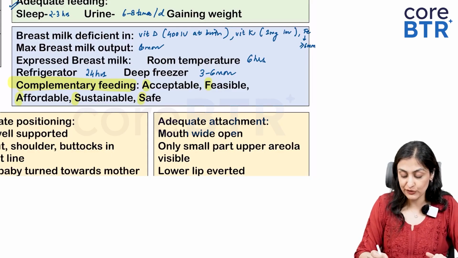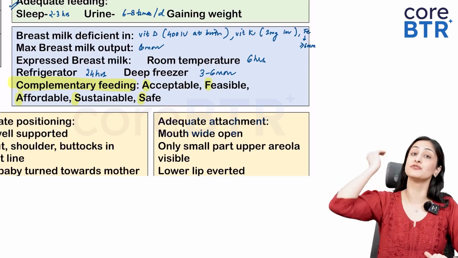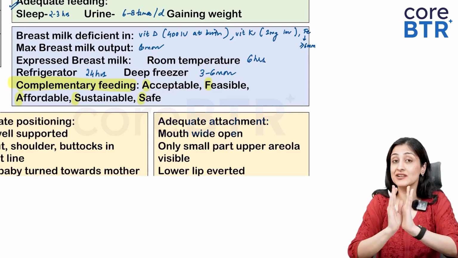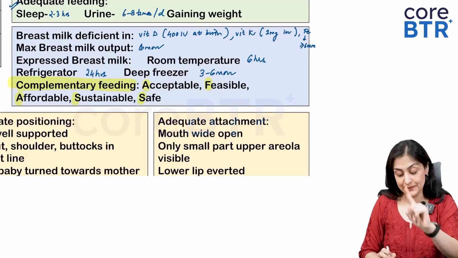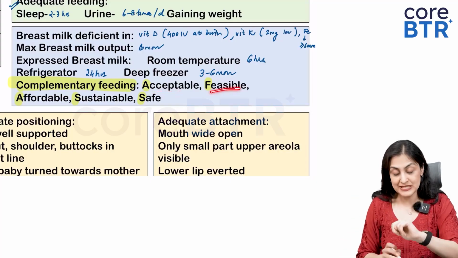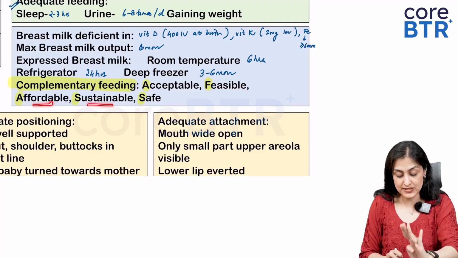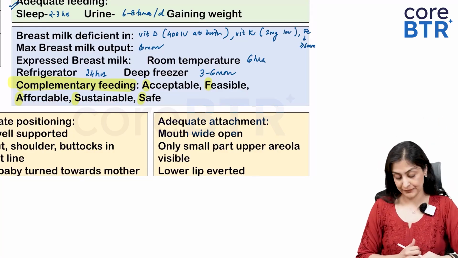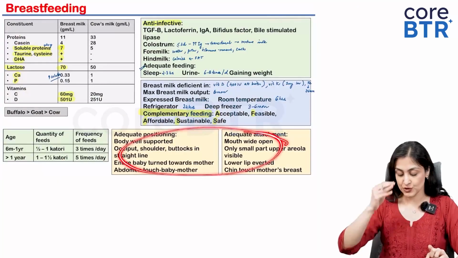Complementary feeding. When you start top feeding at 6 months, it has to follow a fast. It need not be fancy, expensive Cerelac. No. What they say is it should be acceptable. So depending on the regional location you feed, it should be acceptable, feasible, affordable, sustainable, safe. So that's the criteria for complementary feeding. Very important, these two they ask you.